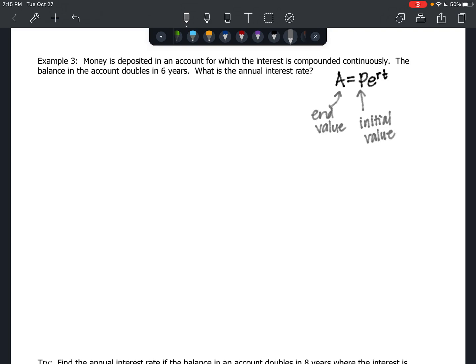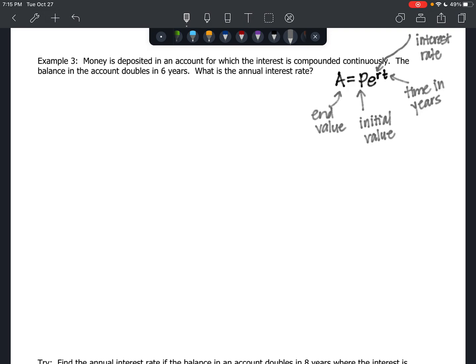Instead of your constant of proportionality, you have rate. That's your interest rate, and it's an annual interest rate. And then time, this is important. When we're talking financially, time is always measured in years. So it's always measured in years.